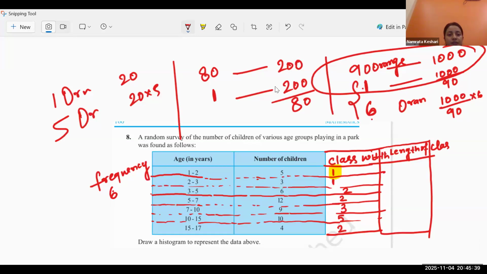Frequency is 6. Okay, and the width of the class, I'm talking about this third class interval, 3 to 5. You can clearly see frequency is 6 and the width of the class is 2. All the widths we are trying to maintain as 1. Making sense? Yes, ma'am. So width of the class is 2 and the frequency is 6. When the width of the class will be 1, the frequency will be 6 by 2. Yes or no?